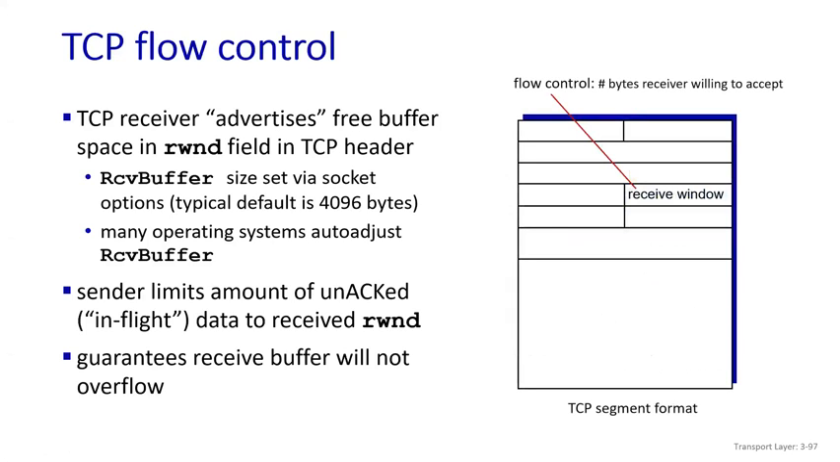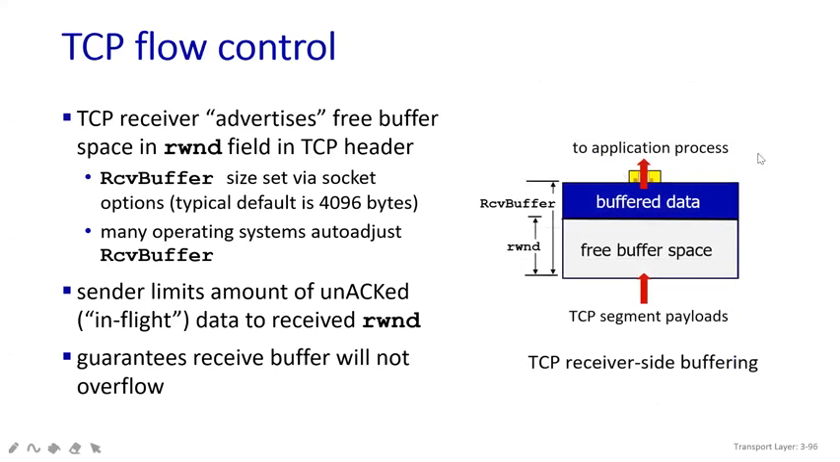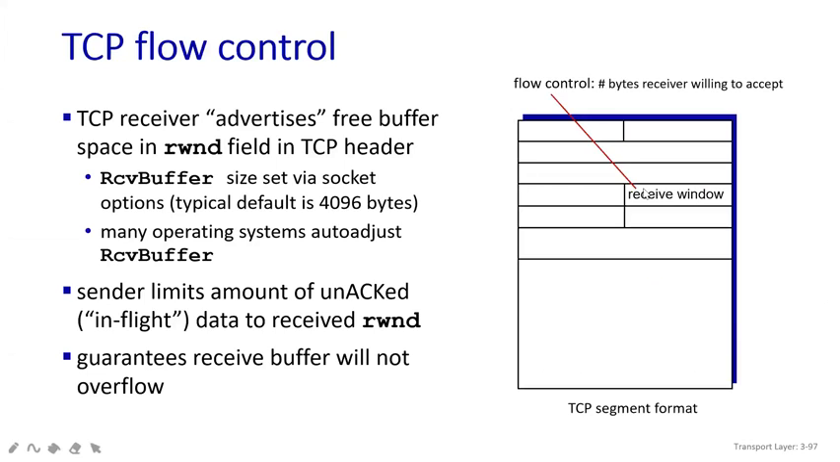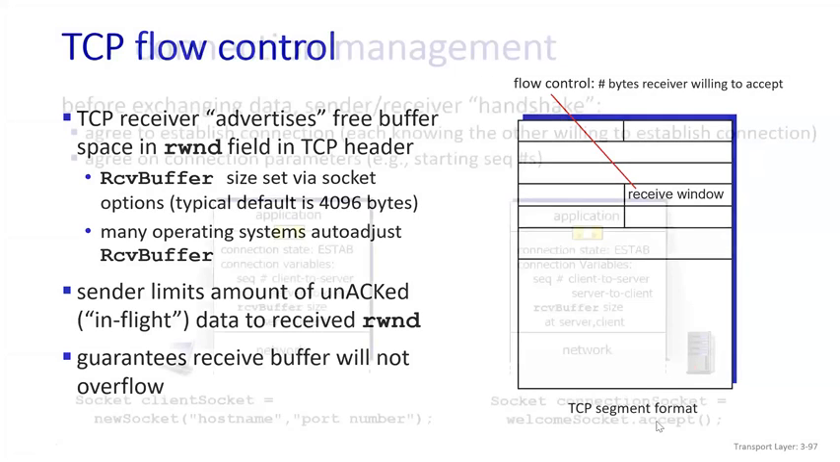Now you can see the receive window. Whatever we have discussed here, this window is present over here. So here what will happen? It will have the flow of control. How many bytes of data it is going to receive, everything it is going to keep track of. So this is present inside your TCP segment format.